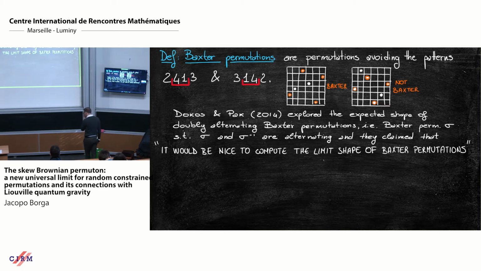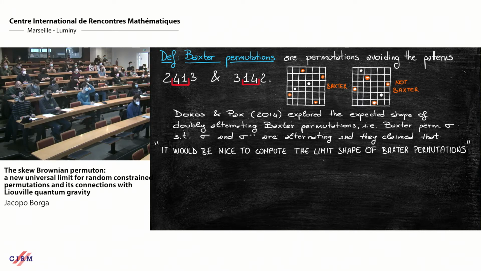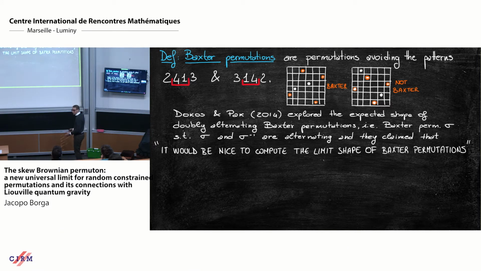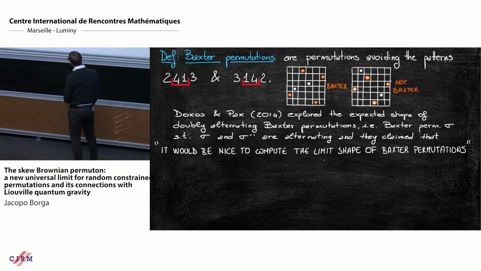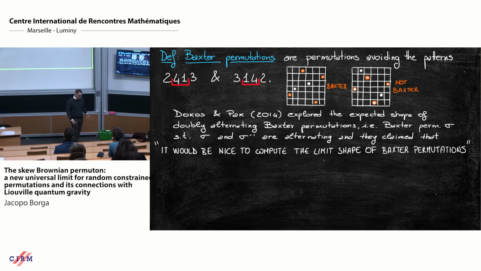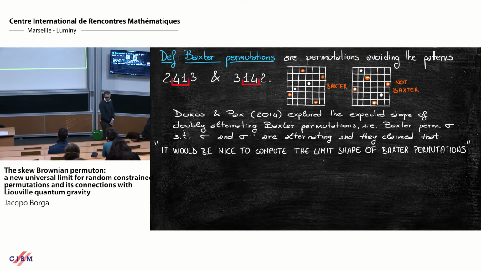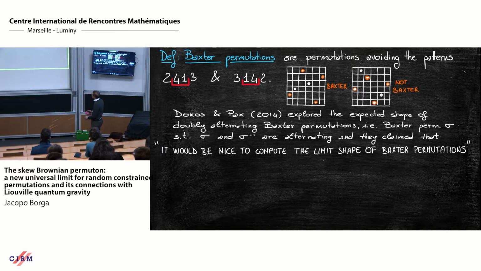And there was also a work of Igor Pak and Dokush where they wanted to study what is the expected shape of these random permutations. In general, you expect that in the limit you have a random limiting permuton. You take the expectation, and the question is, how does it look? They were trying to ask this question, but the techniques available at that time were not enough to answer it. So what they did is to study doubly alternating Baxter permutations.